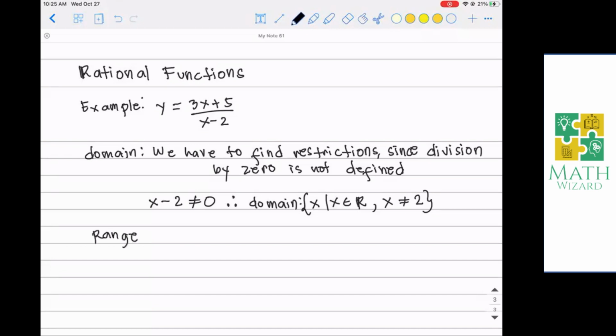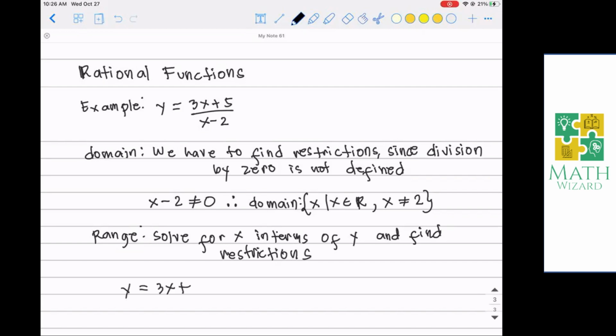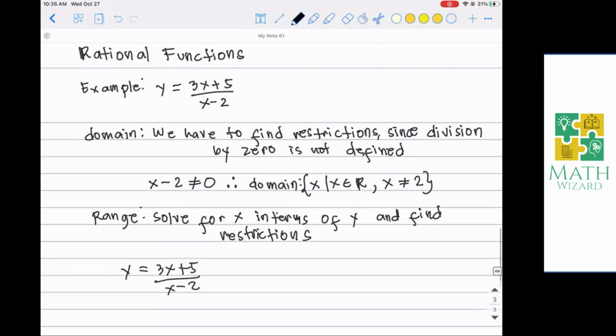Siyempre, ganun din sa range natin. We need to find restriction. So for us to find the value of range, we need to solve for x in terms of y, and find restrictions. So, di ba we have y is equal to 3x plus 5 over x minus 2. So, for us to find the range of that, isosolve muna natin siya in terms of y. We solve for x in terms of y.